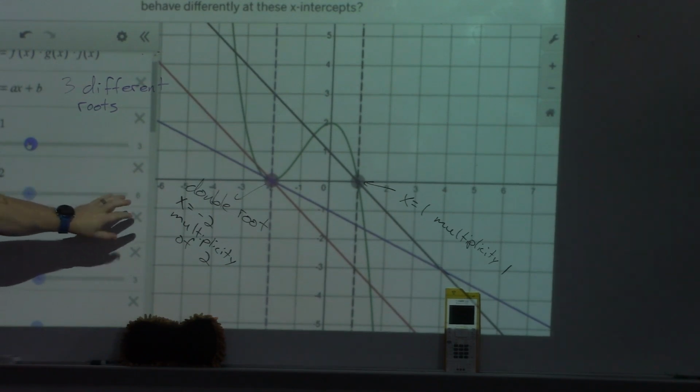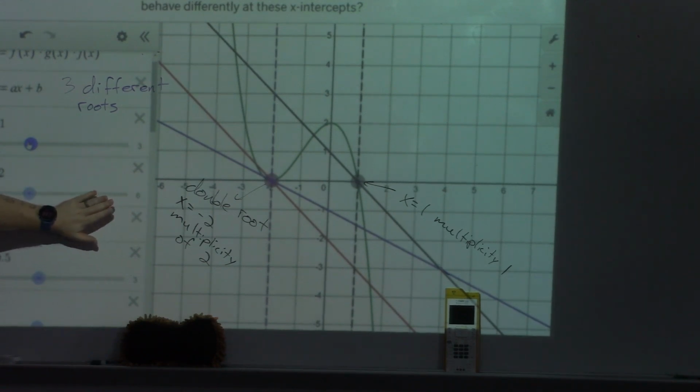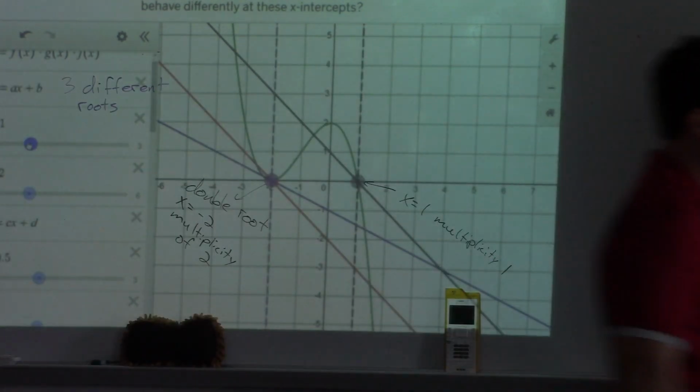Multiplicity of 2. Why is it a multiplicity of 2? Okay. Let's do this. I hear why y'all are thinking, someone's thinking negative 2. Can you move out of the way really quickly, Corey?